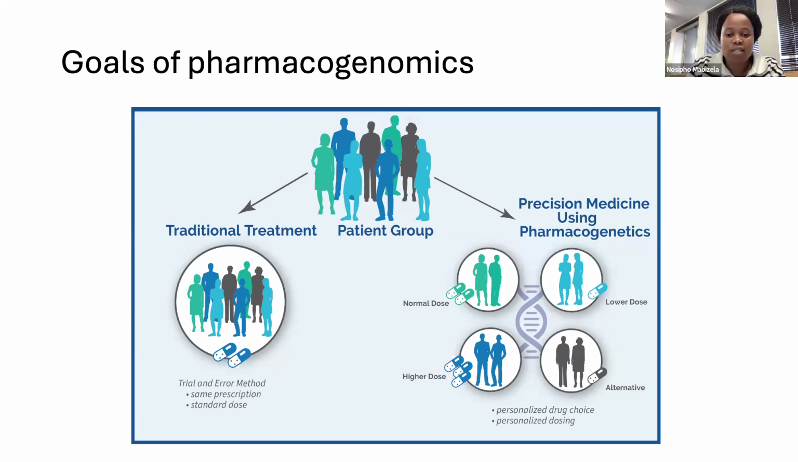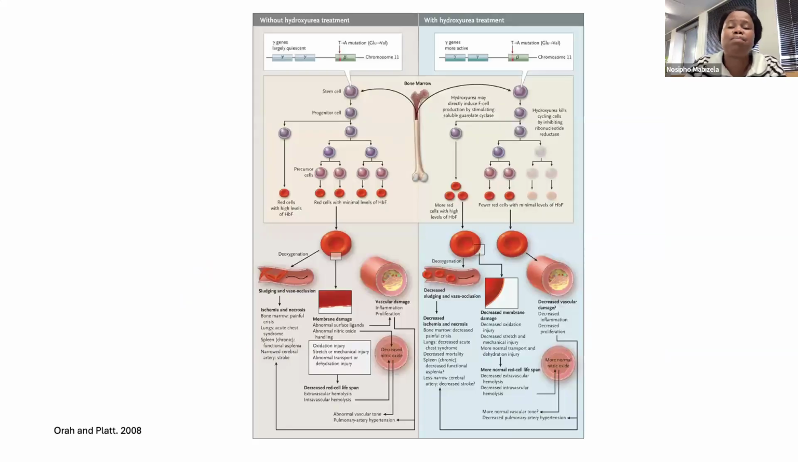Hopefully we'll get there. I just want to explain how hydroxyurea works, because I'm going to focus more on hydroxyurea, because it's the gold standard. It is mostly used in Africa compared to the other medications. But when I looked at the literature, I saw that for the other recently approved medications, there are no studies that have tried to understand their pharmacogenomics in African populations.